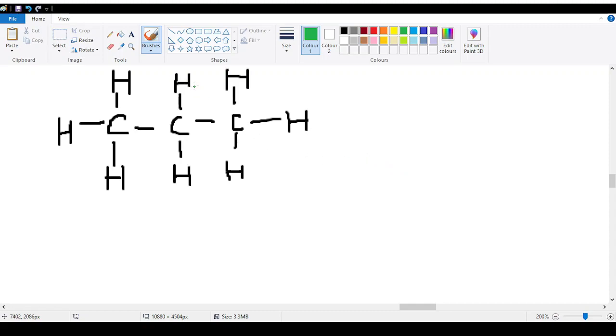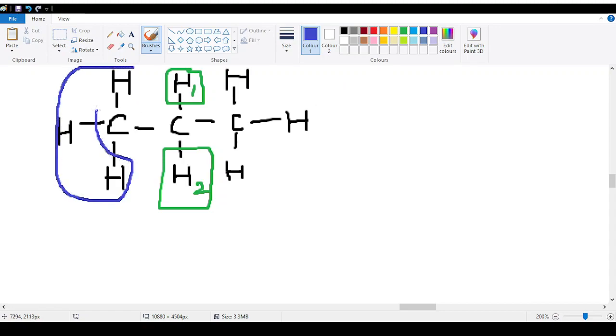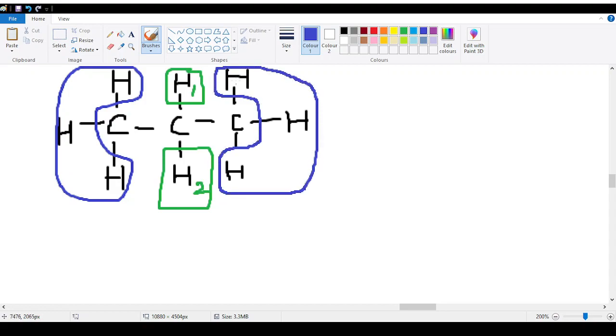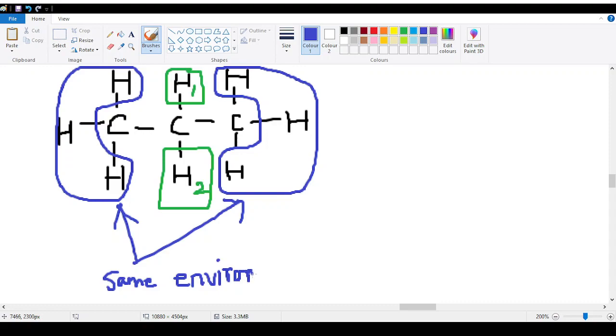Yes, that is correct. So let's call them hydrogen one and hydrogen two. These two hydrogens, hydrogen one and hydrogen two, have one type of chemical environment. And the other ones, these hydrogen atoms and these hydrogen atoms, have another type of chemical environment. And for this group and this group, it's identical because the molecule is symmetric. If you look at it from either side, it's the same. So these two groups have the same environment. Is that fine?